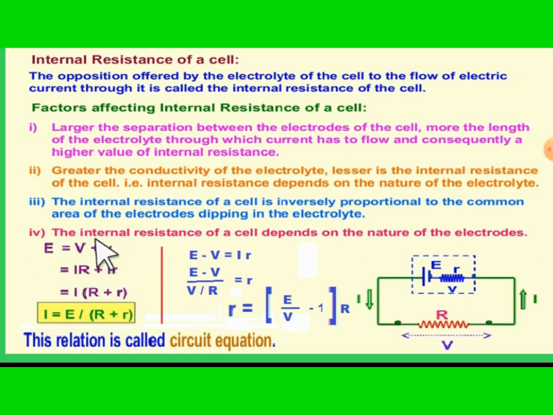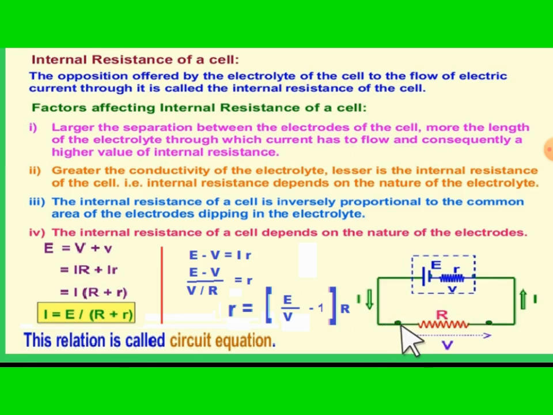The relation between the internal resistance and the EMF and the potential difference of a cell. Now you can do it from here like this. As I told you, EMF is the maximum potential difference, and the maximum potential difference will be equal to the potential difference across the ends of the two electrodes when the current is drawn from the cell, plus the potential difference developed inside the cell itself.